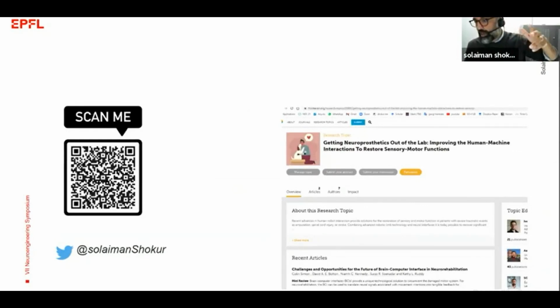We are hosting and editing a special issue on neuroprosthetics and how to get neuroprosthetics out of the lab in Frontiers in Neurorobotics. I added this little QR code here if you want to scan it. If you have a paper that you're working on about neuroprosthetics and how to get them out of the laboratory, it could be from the clinical point of view, the experimental point of view, neuroengineering, electronics, even occupational therapies. Feel free to contact us and send your paper.